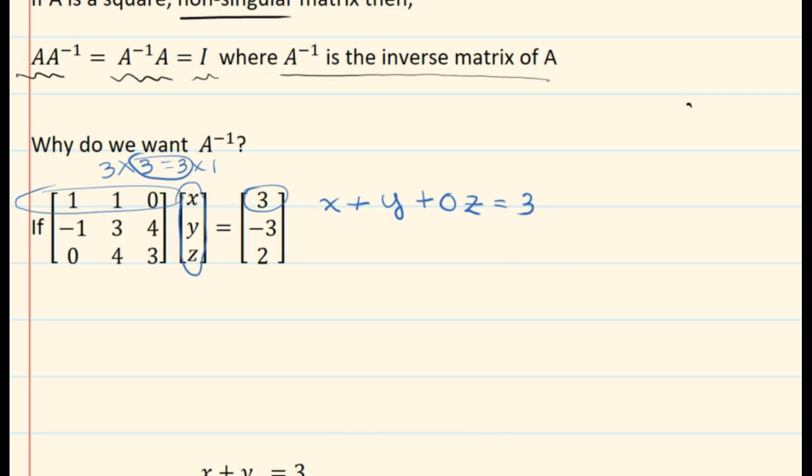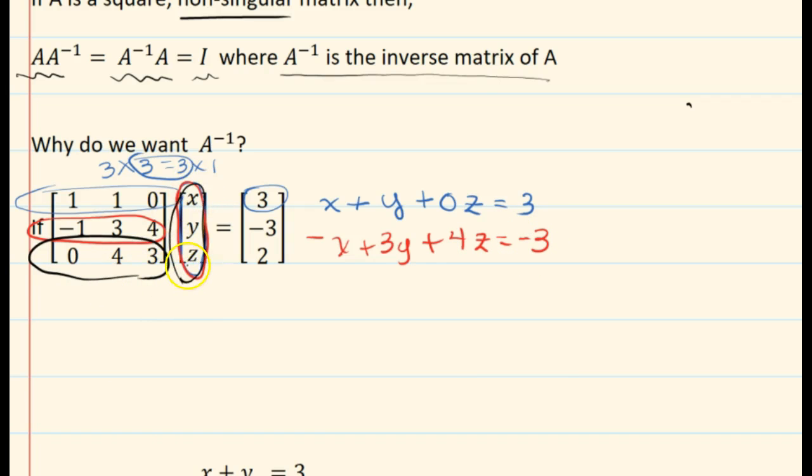We do the same thing for the second row. In the one column, I get negative x plus 3y plus 4z is equal to negative 3. And for the last row and the one column, I get 0x plus 4y plus 3z is equal to 2. So we'll talk more about this later, but what we find is that we can actually write our systems of equations into matrix form.